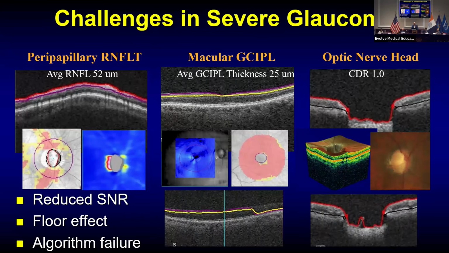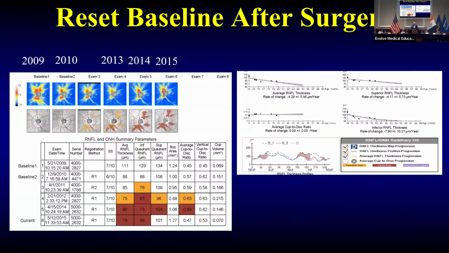There's also a higher propensity of algorithm failure in eyes with severe damage, just like there's a high variability using perimetry to detect changes in visual fields in eyes with severe glaucoma. Another important concept, we know now that we have to adjust the visual field. If we surgically lower intraocular pressure, we reset the baseline, and then we look for further changes. The same thing has to be done when using imaging.